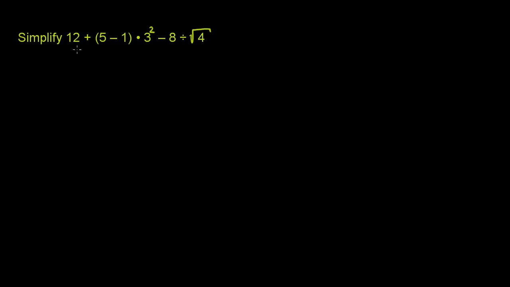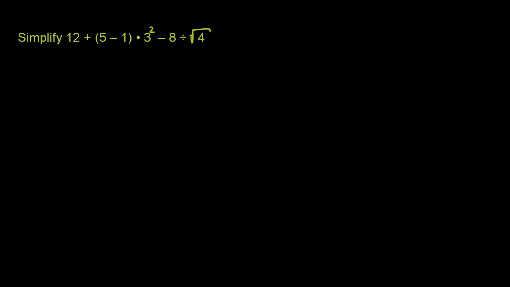We're asked to simplify 12 plus, in parentheses, 5 minus 1 times 3 to the second power, or 3 squared, minus 8 divided by the square root, or really the principal root, of 4. Now, whenever you see something like this, you really just want to put your brain into order of operations mode.